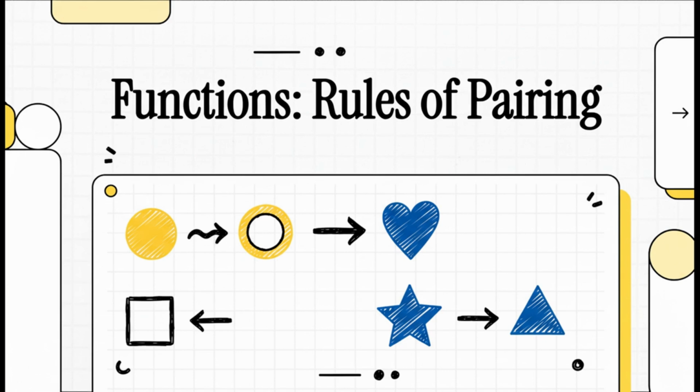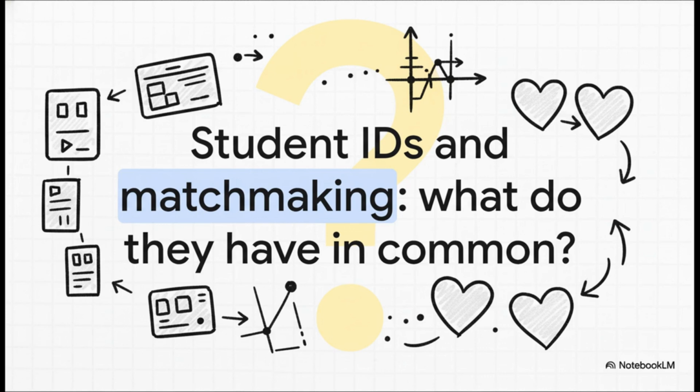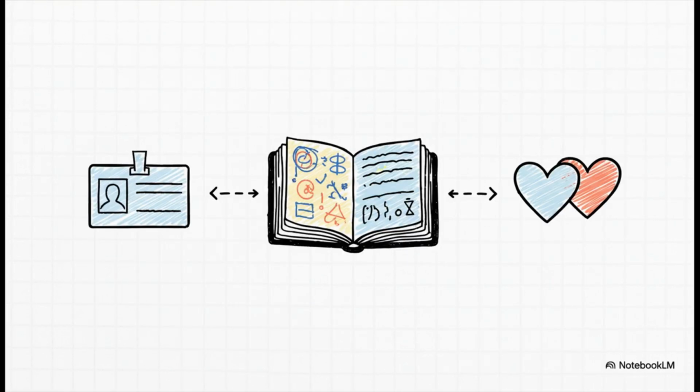Let's dive in. So, to get us thinking, here's a little riddle for you. What on earth could your student ID number have in common with, say, a flawless, perfect matchmaking service? I know, they seem like they're from totally different worlds, but believe it or not, they share a fundamental mathematical secret. And the answer is, they're both amazing examples of functions in the real world. It all comes down to these really specific rules of assignment, how one thing gets paired up with another. And once you get these rules, you'll see how everything works.